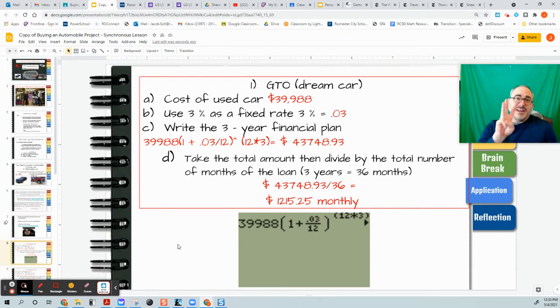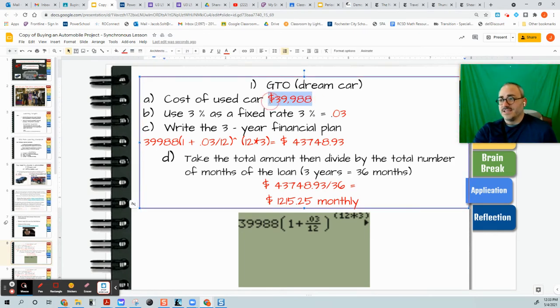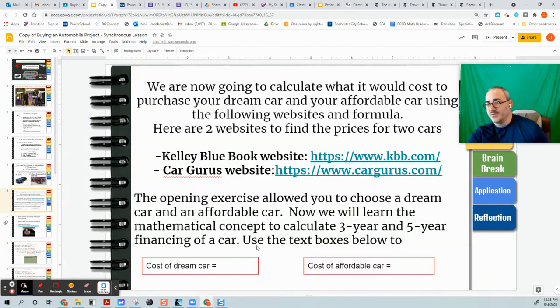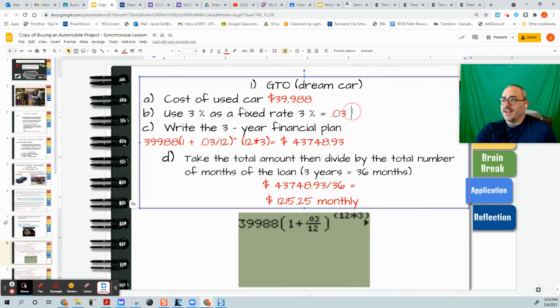You're going to do the 3-year financing plan. All right. So for the three-year financing plan, you're going to need to include the price for your dream car. Your dream car's price will go here. That's the price found and stuck into there, and you're going to need to use 3%. We're going to use 3% as our standard interest rate for this project on these pieces. And then you're going to do the calculation for the 3-year financing plan.